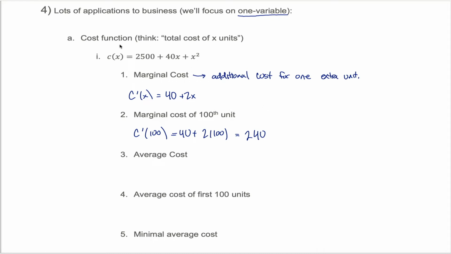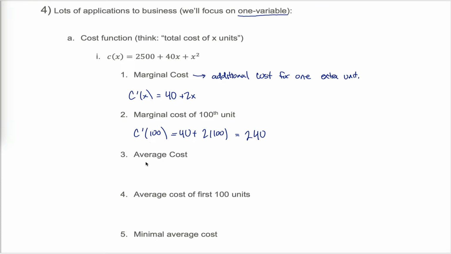Anyways, the point is just if we have a cost function, you might be interested in the marginal cost. And when you see the word marginal, just think derivative. The marginal cost is just the derivative of the cost function. And once you know the marginal cost, you can evaluate things like the marginal cost of the 100th unit by just evaluating the derivative at 100.